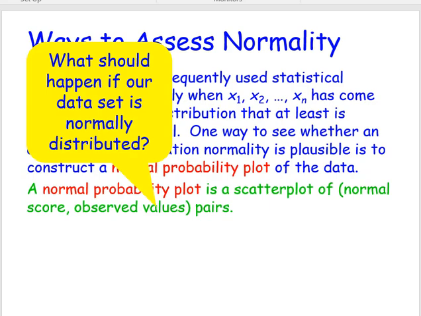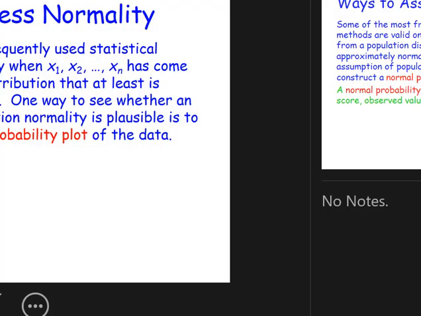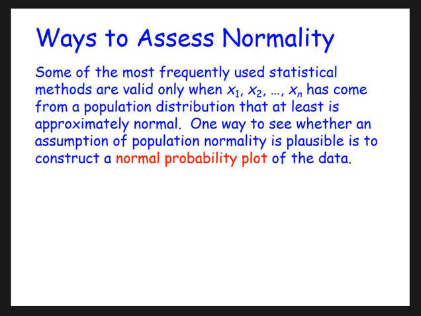Okay, so now we can go back to the presentation mode here. So the next thing we want to look at is, well, how do we assess to see if a population or a sample is approximately normal? One of the ways to do that is a normal probability plot, sometimes referred to as a normal quantile plot.